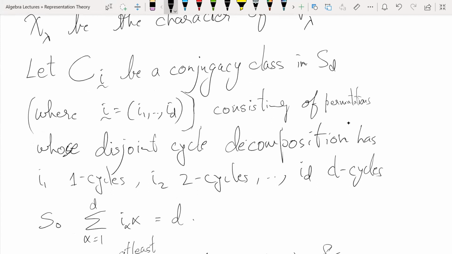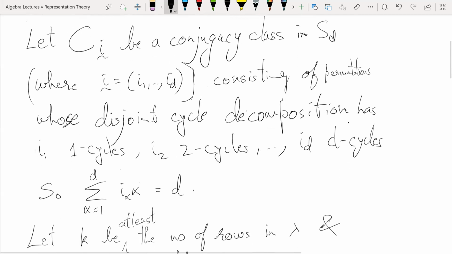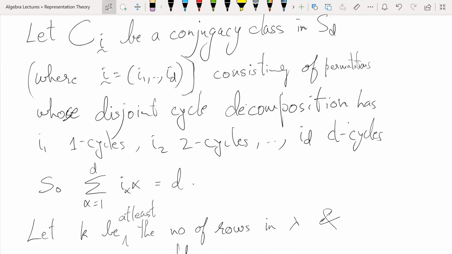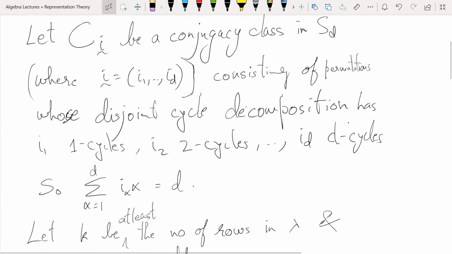We want to compute the value of this character on this conjugacy class. It will depend upon lambda and this d-tuple i_1 to i_d. So lambda is some Young diagram, something like this.